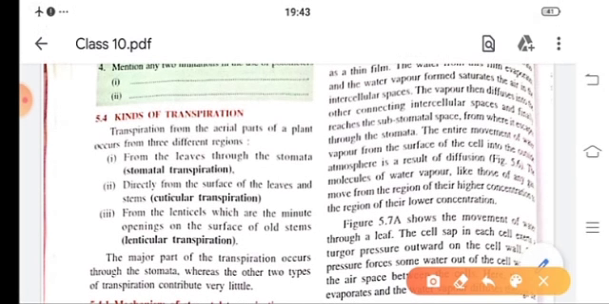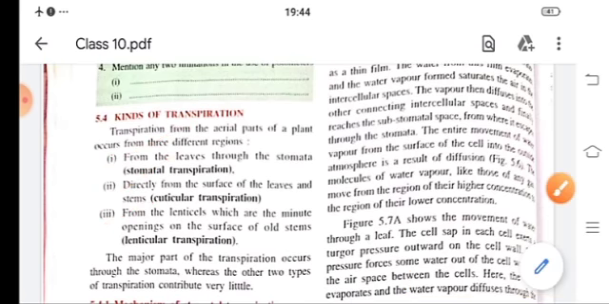Now kinds of transpiration, children. Transpiration is done from the aerial parts of the plant, and it is done from three different regions. The first one is stomatal transpiration. Then directly from the surface of the leaves or the stem, it is known as cuticular transpiration. And from the lenticels which are present on the older stem, it is known as lenticular transpiration.